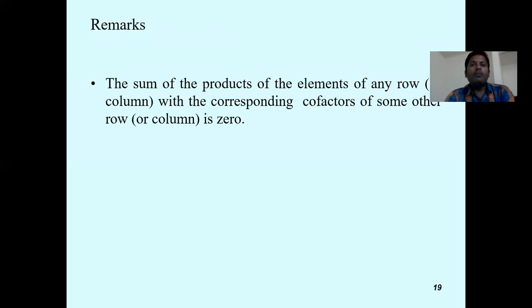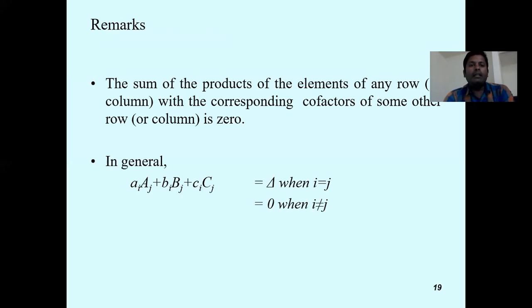Remarks: the sum of the products of the elements of any row or column with the corresponding cofactors of another row or column is 0. In general, Ai Aj plus Bi Bj plus Ci Cj is equal to delta when i equals j, and also 0 when i is not equal to j.